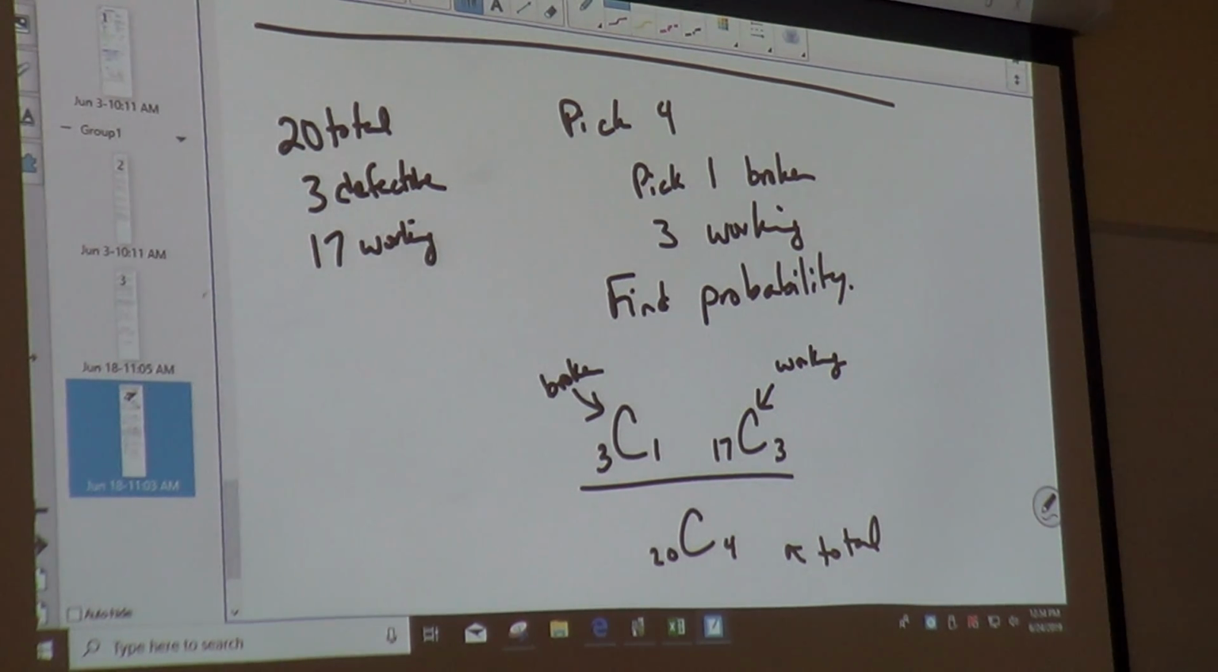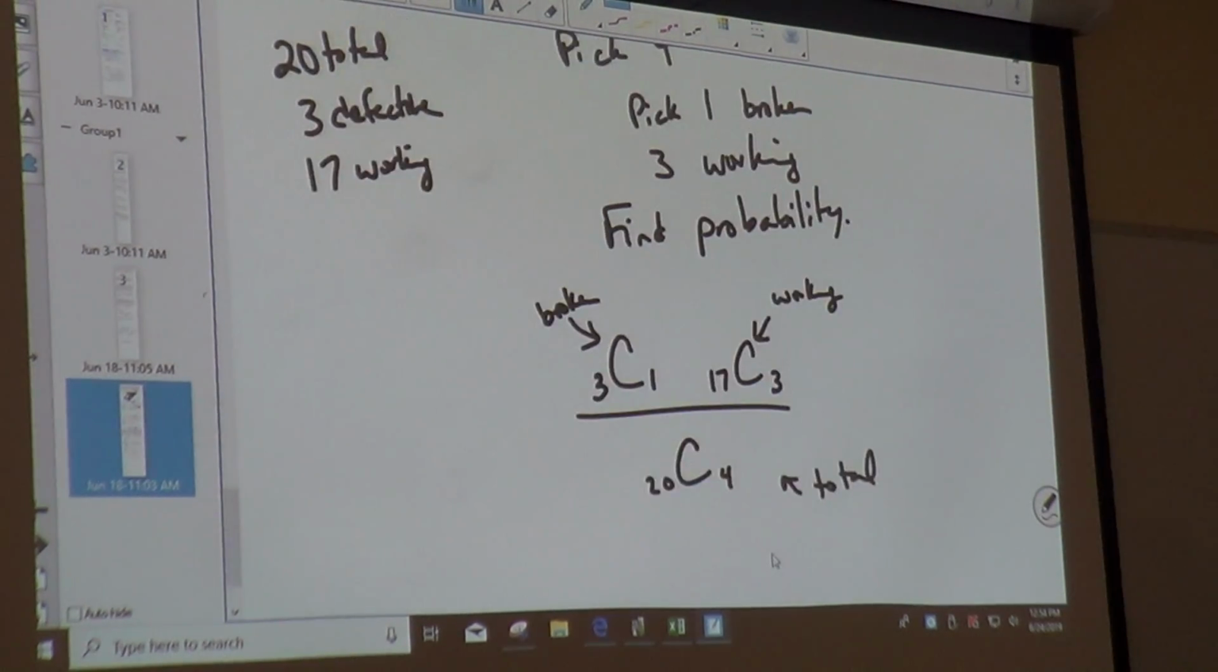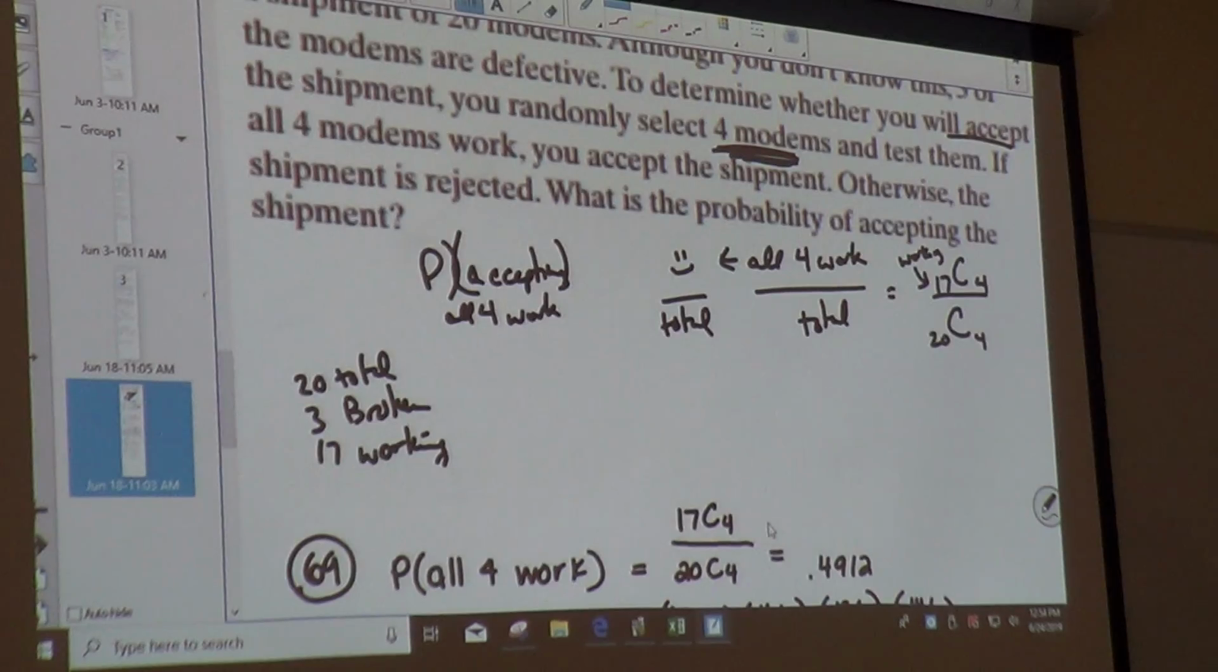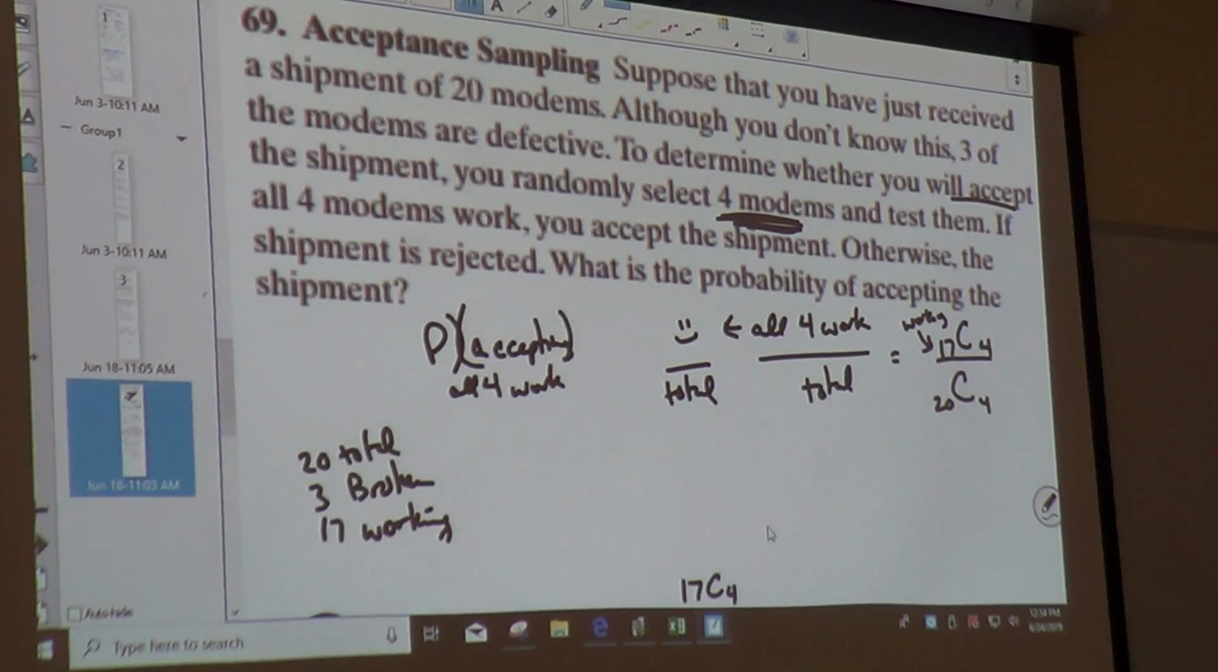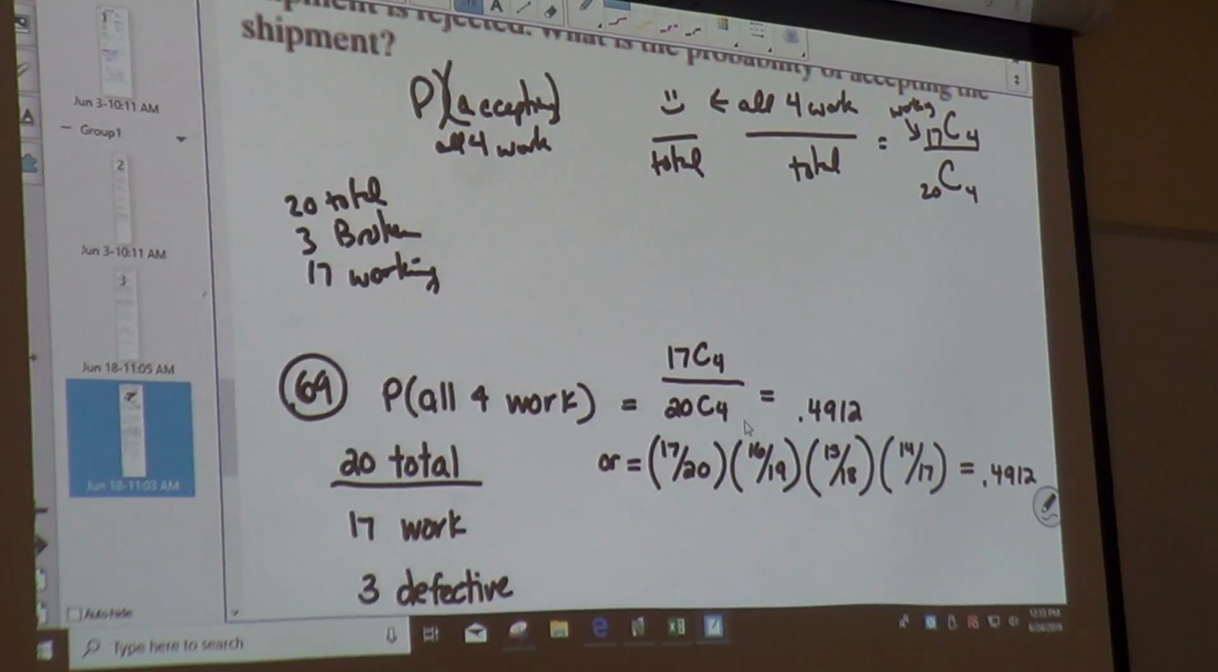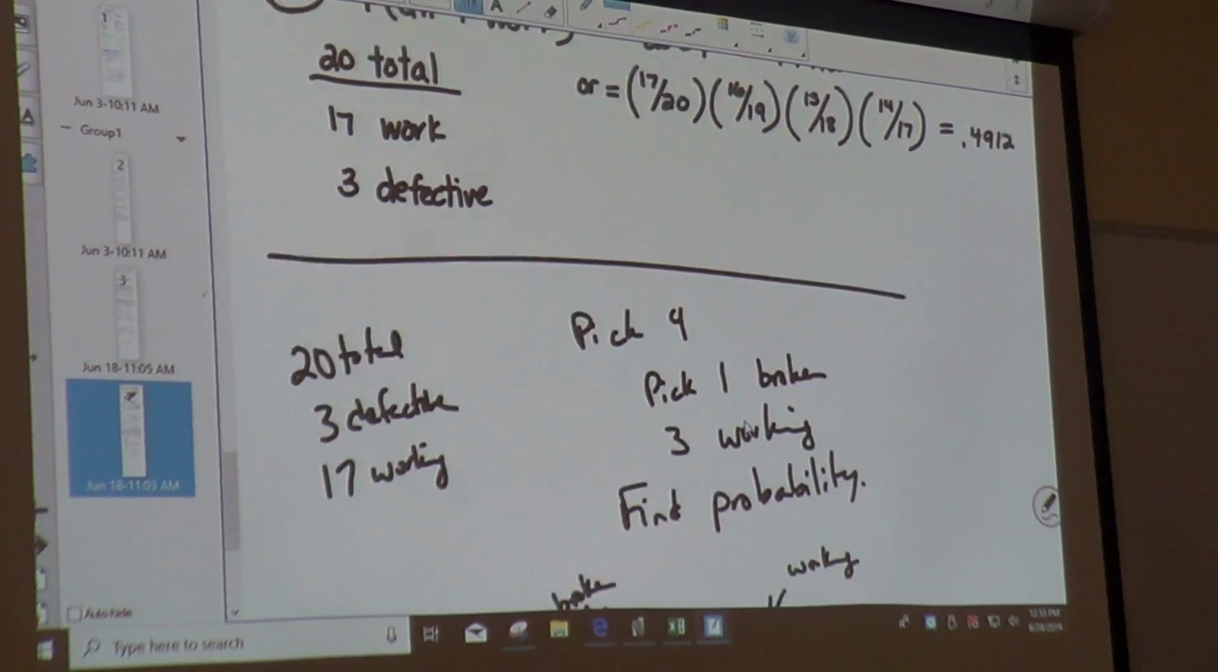Does that help? Yeah, I was looking at this one on the homework. Does it change the problem whenever it says, like, the last part of that one said, if all 4 were good, you accept the shipment, otherwise the shipment is rejected. So this one says if 1 or more is defective, the shipment is rejected. Does that change how you do it? Because I tried doing it this way, but it was wrong. If 1 or more is defective.